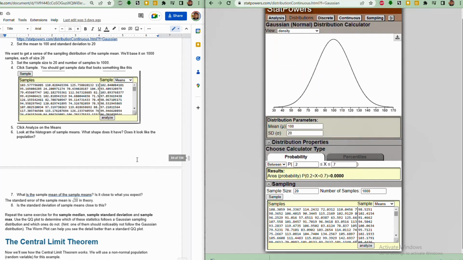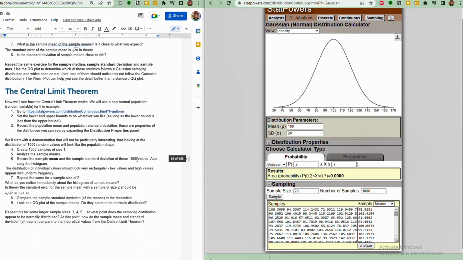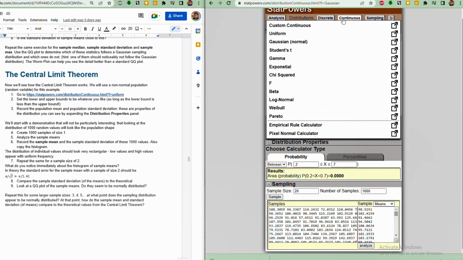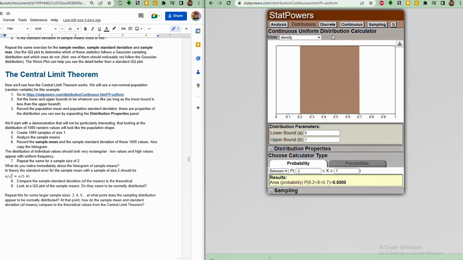So what we're going to do next is look at sampling from a non-normal distribution. We're going to pull up a uniform distribution, and we can set the lower bound and upper bound to be whatever we like, as long as the lower bound is lower than the upper bound. At the moment, I have to set the upper bound higher first. So let's go from 100 at the high end and maybe 75 at the low end.